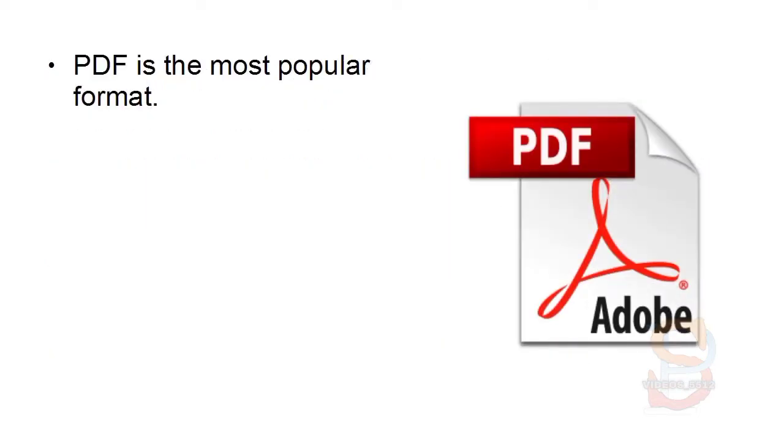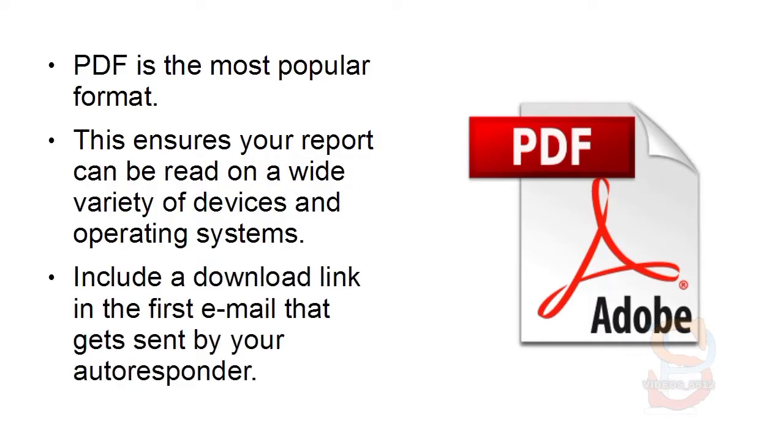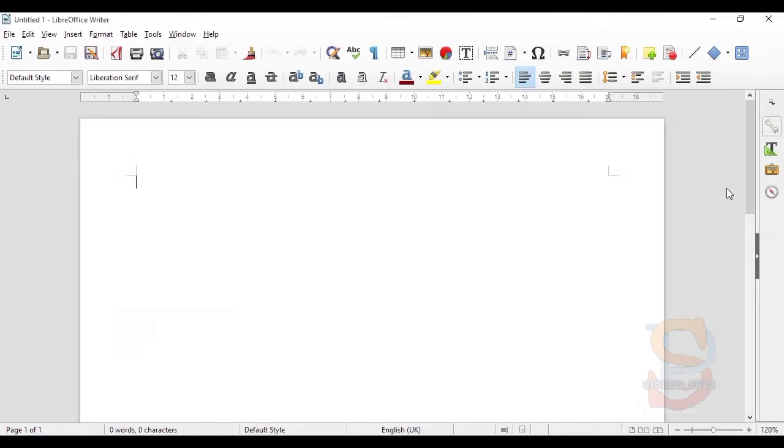Now, PDF, which is Adobe Acrobat format, is the most popular format for these giveaway reports, and there are a number of reasons for this. First and foremost, it ensures that your report can be read on a wide variety of devices and operating systems. So what you want to do is include a download link in the first email that gets sent by your autoresponder. Now, one way to save your document as a PDF is to create it in LibreOffice or OpenOffice Writer. This is a free open source software package, and it's similar to Microsoft Word, but it does allow you to save directly as a PDF straight from here in the toolbar.